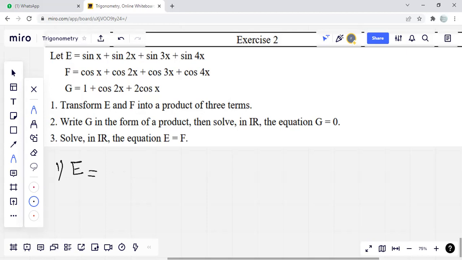Okay, so E is equal to sine x plus sine 2x plus sine 3x plus sine 4x. Okay, now we want to transform them into a product. A product is something multiplied by each other.